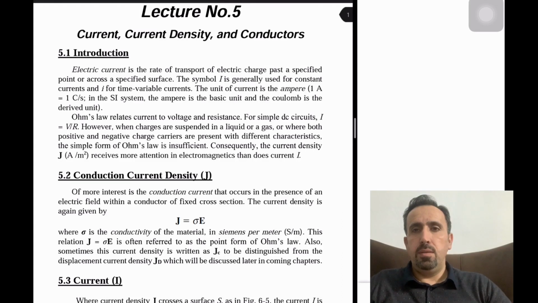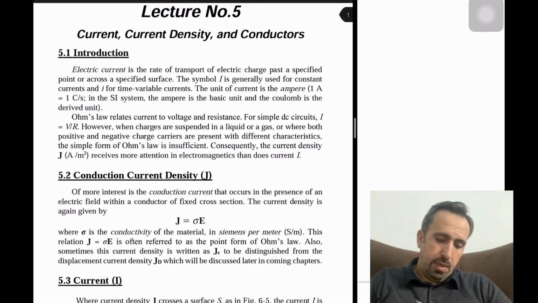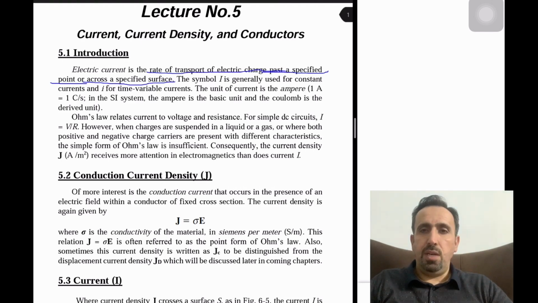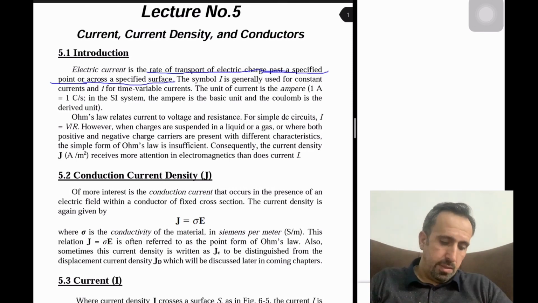Hello everybody. Today we'll be talking about chapter 6. It is about current and current density and conductors. First of all, we define the current to be a rate of transport of electric charge past or crossing a specific point, or specific surface. So it is a rate of transformation for electrical charges within the conductor.